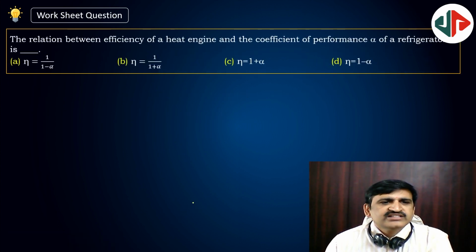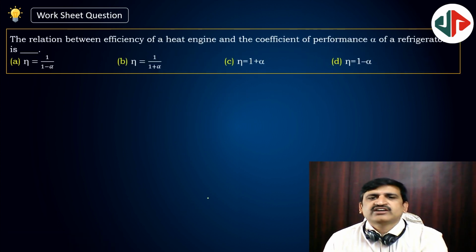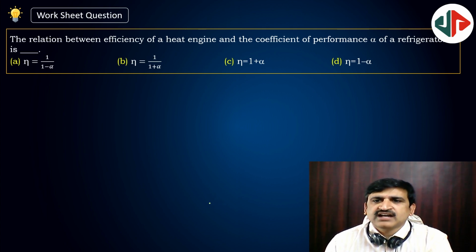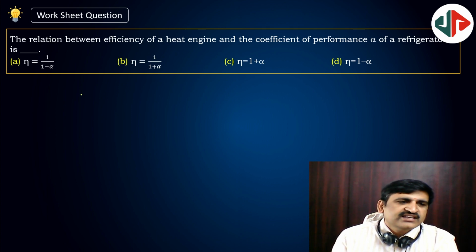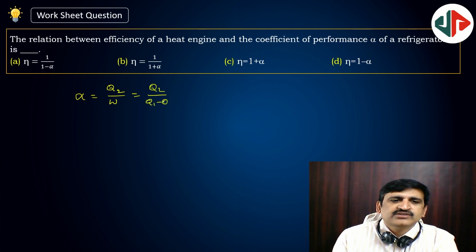Next, the relation between the efficiency of a heat engine and the coefficient of performance alpha of a refrigerator. See, alpha is equal to the amount of heat pulled out from the sink by work done. So that is equal to Q2 by Q1 minus Q2. That is nothing but T2 by T1 minus T2.